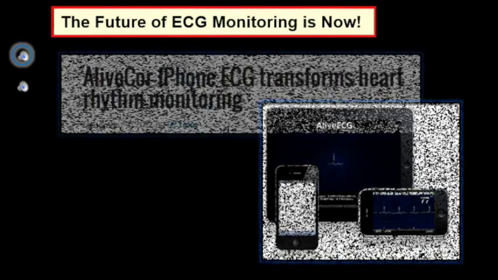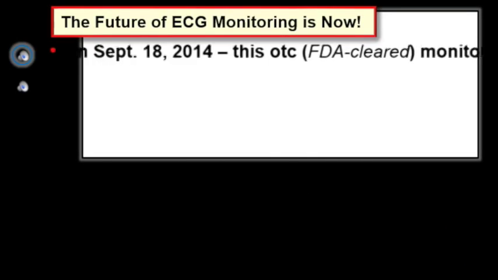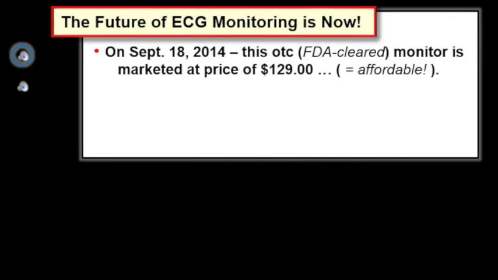I priced this over-the-counter FDA-cleared iPhone monitor on Amazon.com in September 2014, and it is now marked at a price of $129. I have no personal financial interest in the device. I only want to convey that purchase by consumers is now readily affordable.